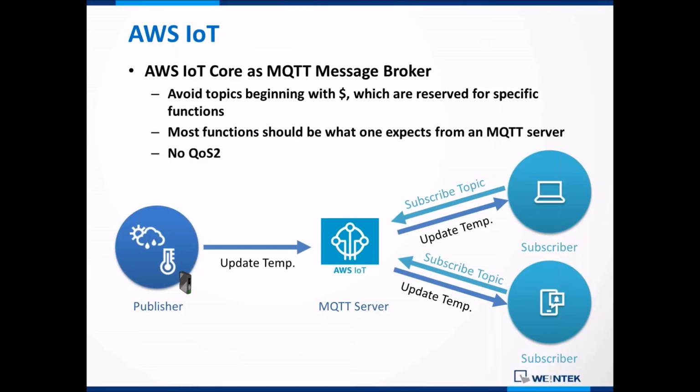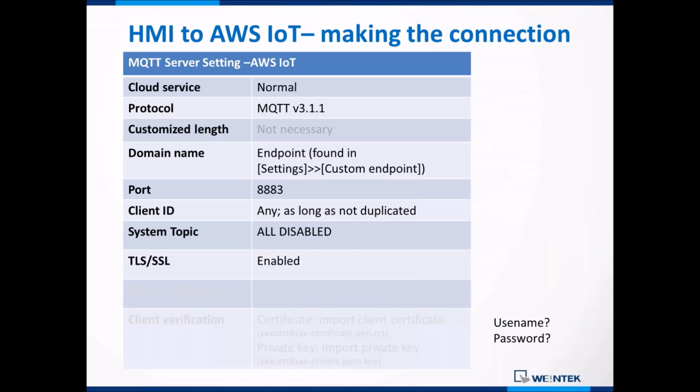How do you do it though? That's what I'm covering right now. If you want to connect to AWS IoT, here is a table with information on how you set up your connection. The only thing that's interesting here is the domain name. The domain name can be found in the IoT Hub, and we will go to that very shortly.